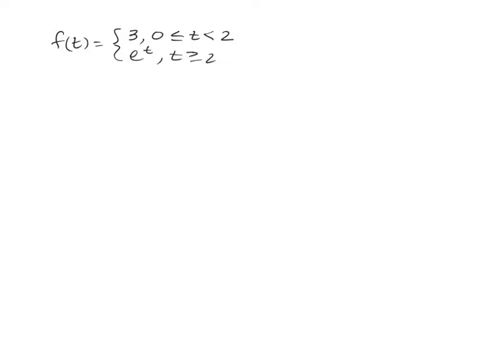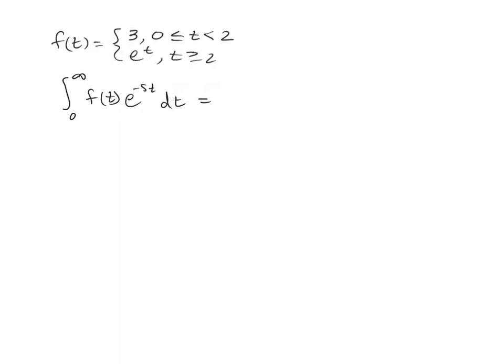Okay, so let's find the Laplace transform of this piecewise defined function. And we're going to use the integral definition of the Laplace transform to do so. So that's the integral again from 0 to infinity of f of t e to negative st dt. So you'll notice this time that our integral is going to have to break into two pieces because our piecewise defined function has two different pieces.